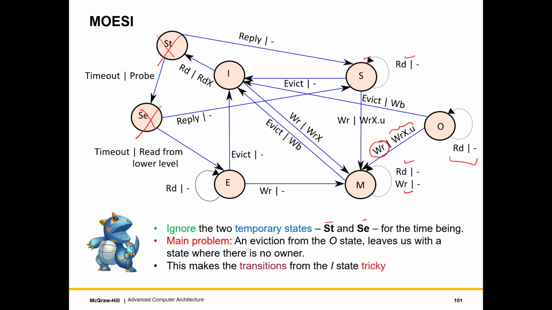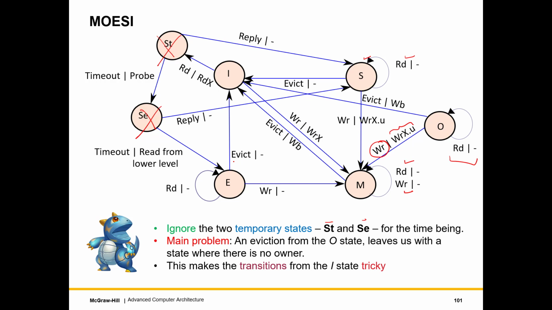What is important is that we need to take a look at the owner state. As I just said, it is again a read-only state, so reads are not an issue, and writes will require an upgrade to the M state. Let us now see what is the big deal with eviction. Eviction in this case is the same for S, M and E.